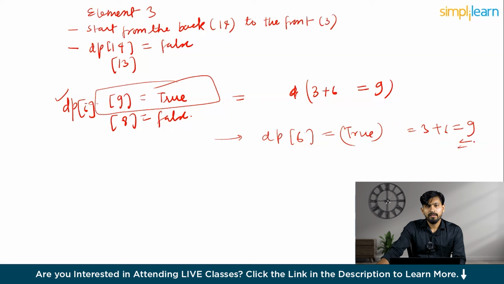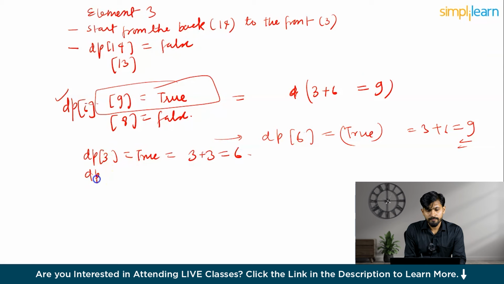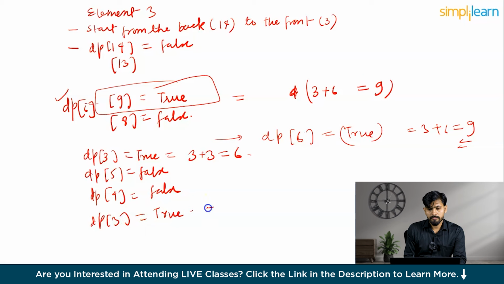Now similarly DP of 3 is also true because 3 plus 3 equals 6. DP of 5 will remain false and DP of 4 also will remain false. Finally, DP of 3, as I have told earlier, will become true. And after this, you have to update the given array.